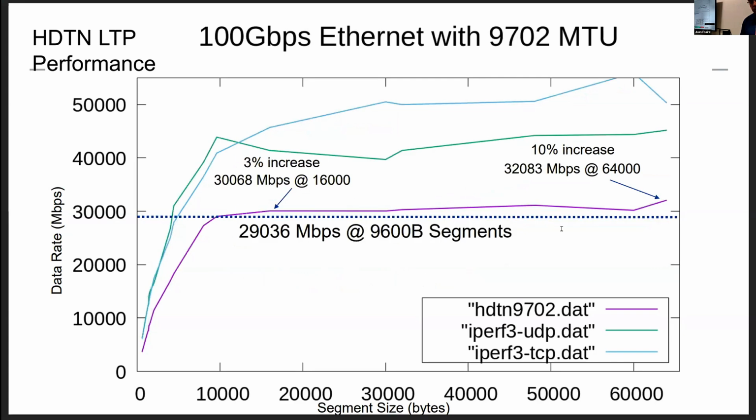Then finally, we boosted the Ethernet MTU up to 9702 bytes, and again, HDTN showed a dramatic increase for using segment sizes that are no larger than the MTU: 29 gigabits per second. That's just by boosting the segment size up to 9702. And then for the larger segment sizes, IP fragmentation showed only a smaller benefit, but did show significant benefit nonetheless, up to the point where we get to 32 gigabits per second out to 64K segment size.